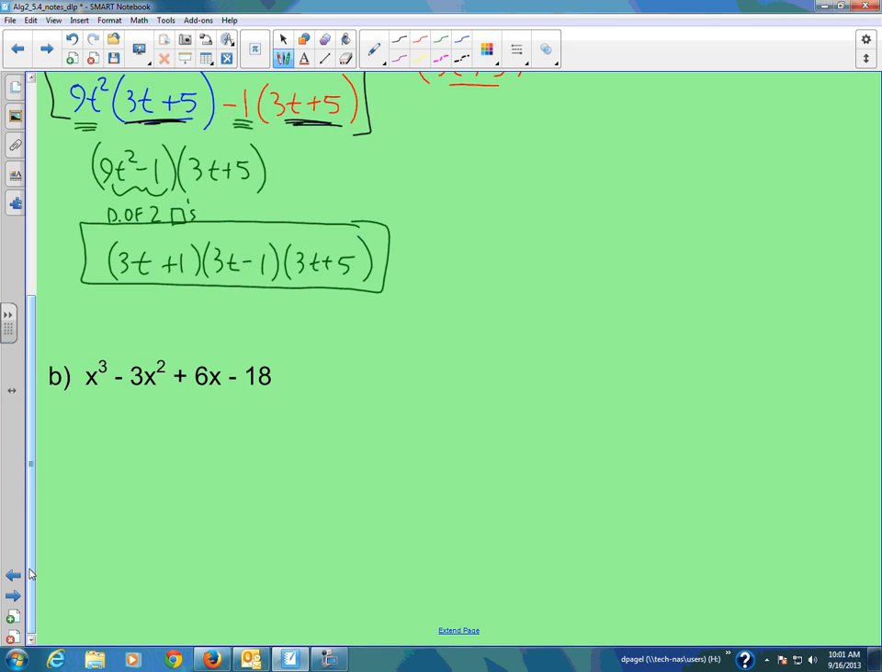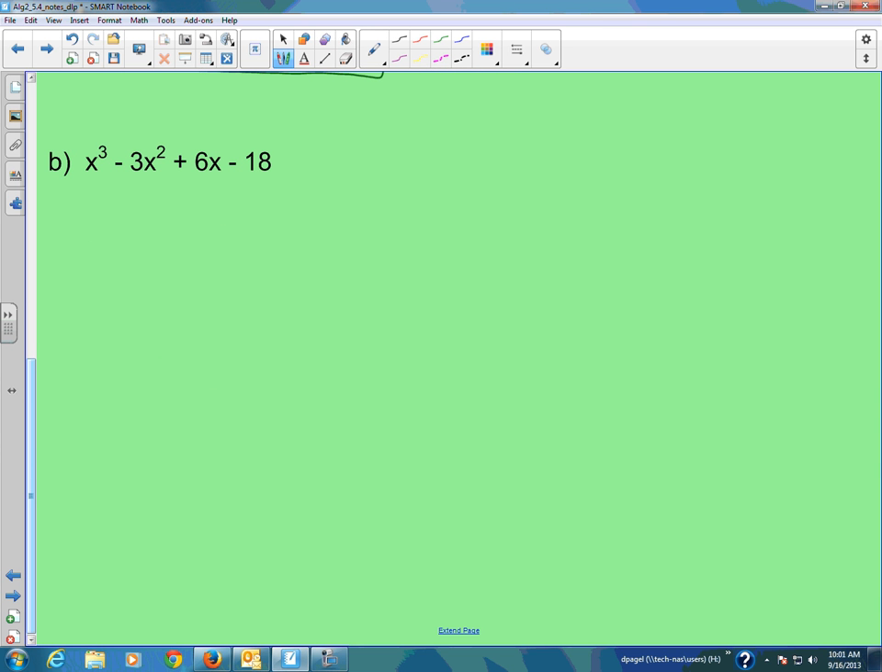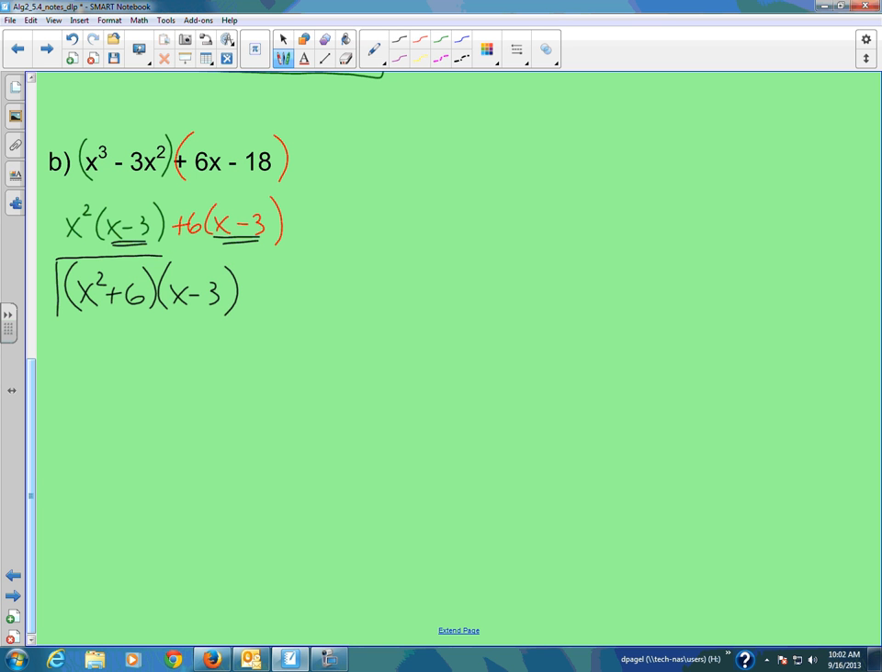Let's try with B. I'm going to again consider pairing the groups here as they are. So in the green group, looks like I can pull out an x squared and have an x minus the 3 left over. In the red group, looks like I can pull out a 6 and have an x minus the 3 left over. That's good. I ended up with 2 x minus 3's. So I have an x squared plus a 6 group and an x minus a 3 group. Can't do anything with x squared minus 6, so I am done at that point.